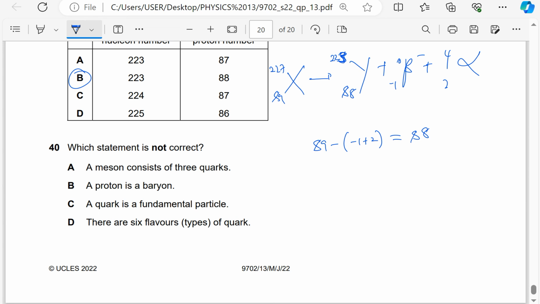Which statement is not correct? A meson consists of 3 quarks. That's not true. A meson has a quark plus an antiquark. So that is not true. A proton is a baryon. This is true. A quark is a fundamental particle. That is true. There are 6 flavors of quarks, which is true. We have up, down, top, bottom, strange, and charm. So the answer to this question is going to be A. The first one is not correct.